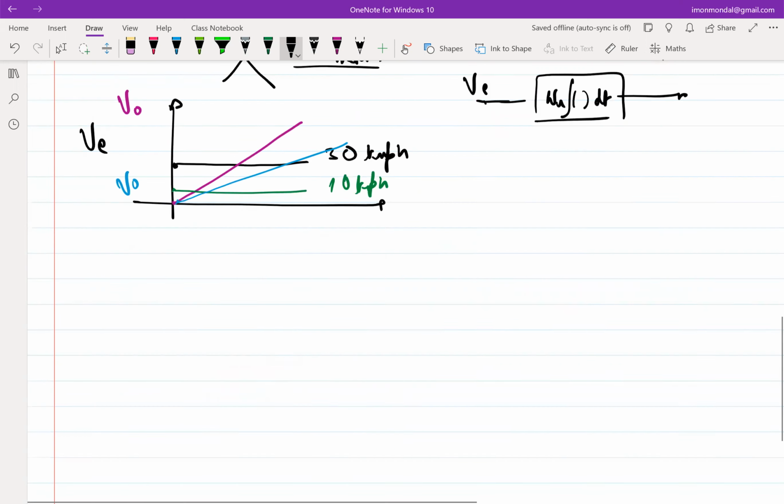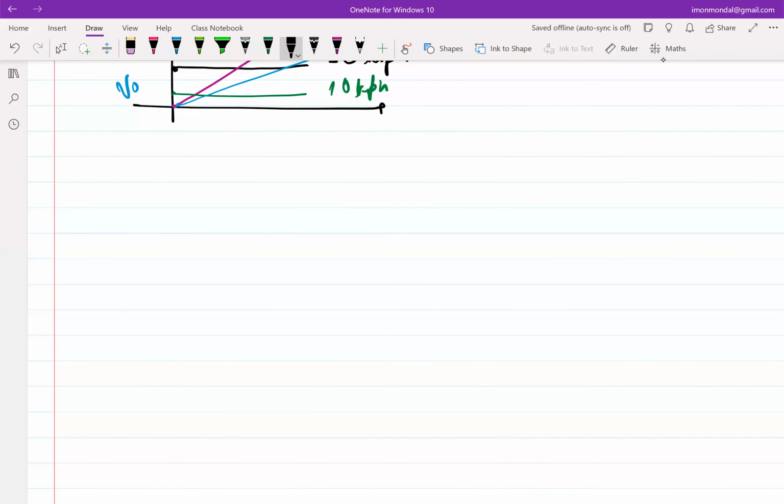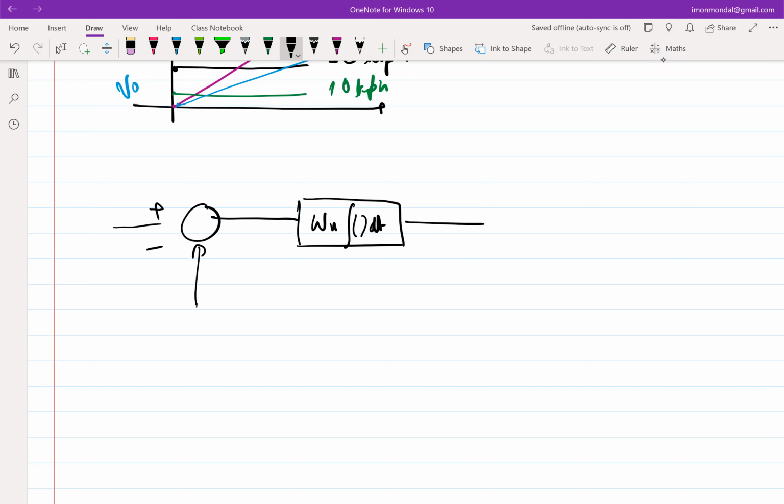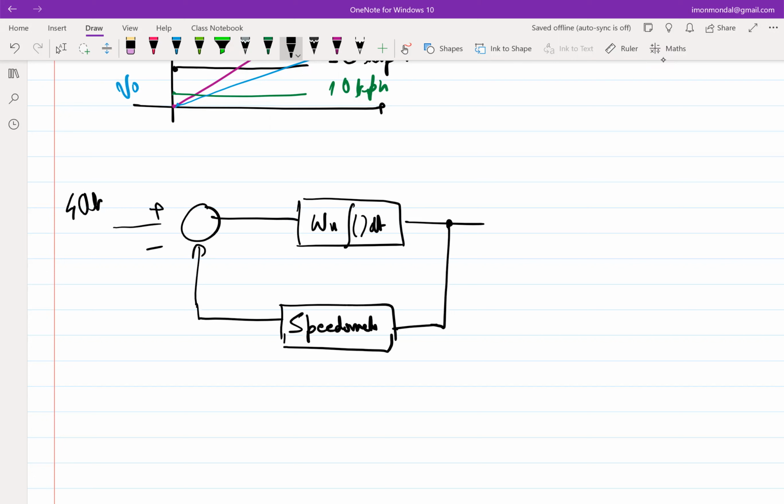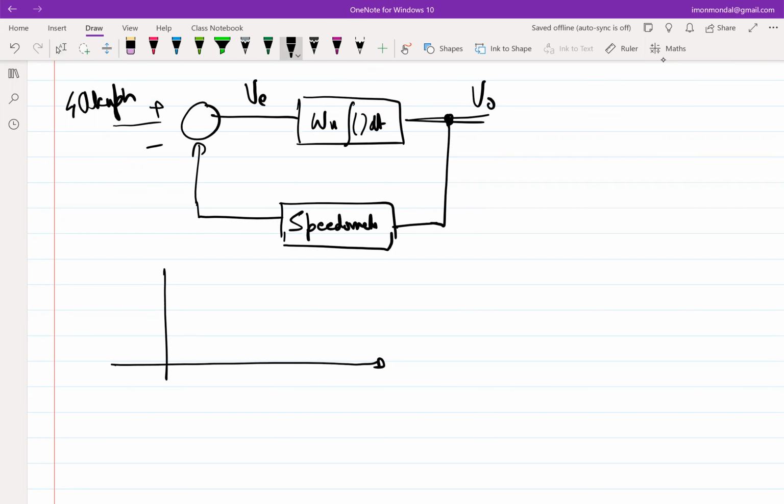Okay, so now let's go back to this model again. Now let's assume this loop is closed, because now we have figured out what this characteristic of the accelerator is supposed to be. So now let's assume that at time t equal to 0, I started this entire process. My desired goal is 40 kmph. At time t equal to 0, what will be VE? VE will be 40 because my output is 0. Let's say this is V0. So my output is 0, my VE is 40.